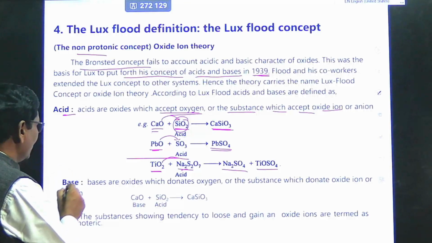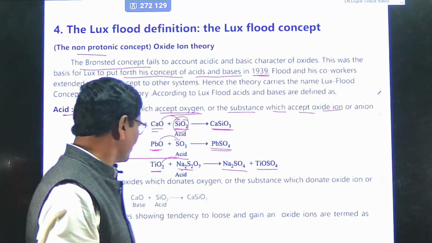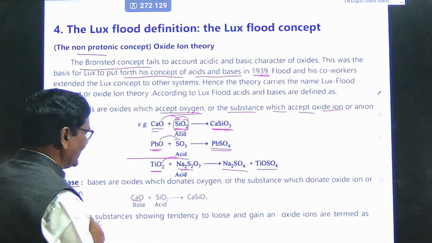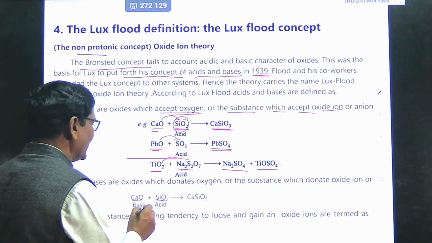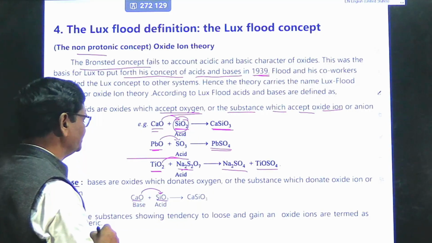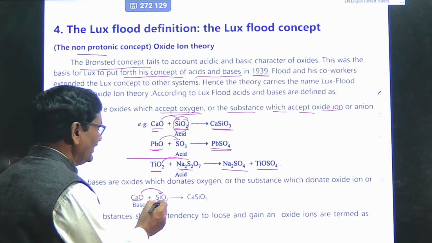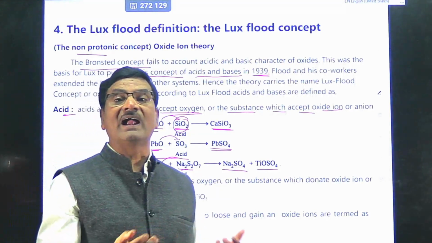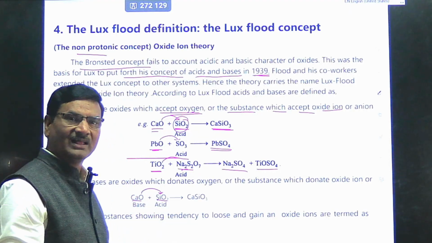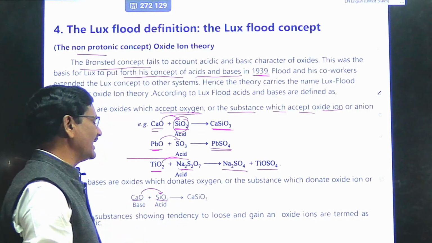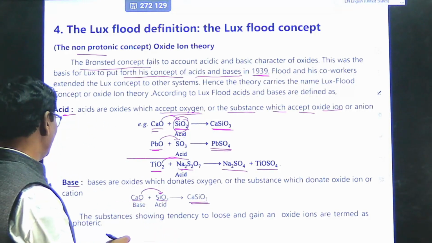On the same basis, we explain what is meant by a base according to the Lux-Flood concept. Suppose calcium oxide is combined with SiO2, the same reaction. Here the substance which can donate the oxide ion acts as a base, while the substance which can accept the oxide ion acts as an acid. So calcium oxide acts as a base and SiO2 as an acid, and formation of the adduct-like product CaSiO3 takes place.